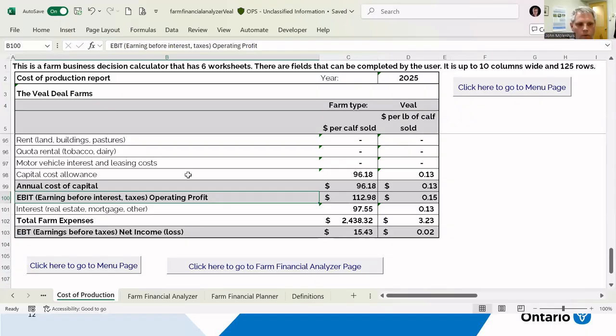So it summarizes the costs into five different cost categories, and we'll talk about that in the financial analyzer. But this is just a quick COP tool that allows you to calculate that COP.